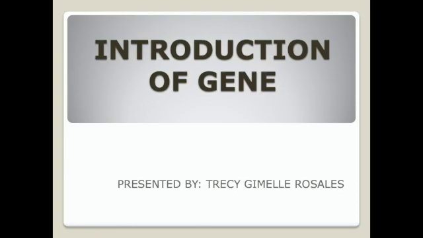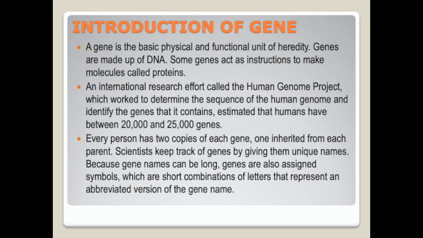Introduction of gene. A gene is the basic physical and functional unit of heredity. Genes are segments of DNA that contain the code for a specific protein that functions in one or more types of cells in the body. The human genome identifies the genes that contain about 20,000 to 25,000 genes of human.